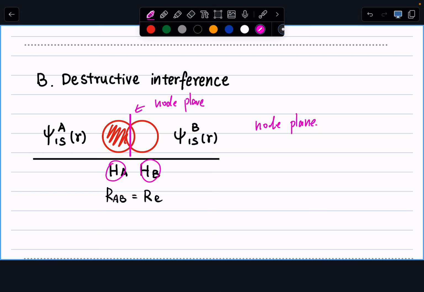Remember, when we say a node plane, that's a low electron density region. We call this an anti-bonding molecular orbital. And we can create what we call a correlation diagram based on these two kinds of interactions.